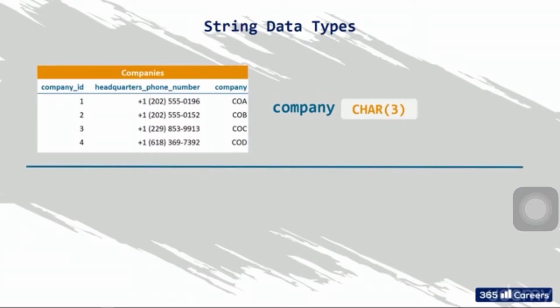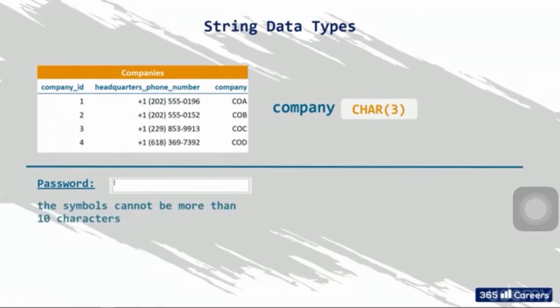Alternatively, think of a situation in which you have to store people's passwords. You tell them the password can be composed of any kind of symbol, digits, letters, or others, but the symbols cannot be more than 10 characters. Varchar with a maximum of 10 symbols would do a great job, because a 5-symbol pass, for instance, will not occupy storage for a value that is twice as long. Awesome!